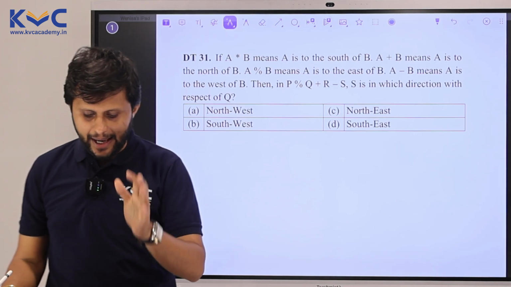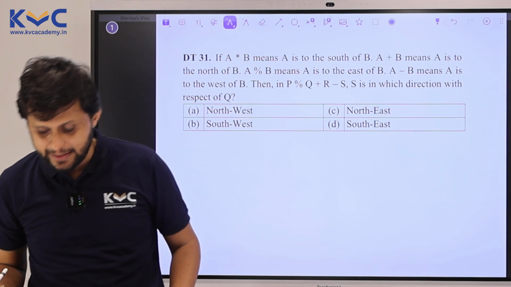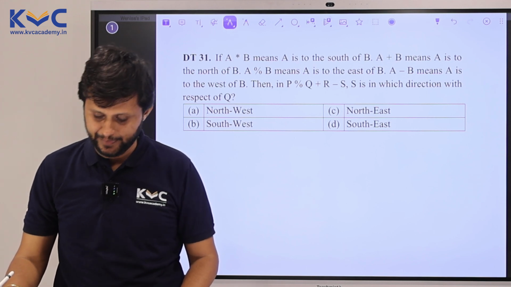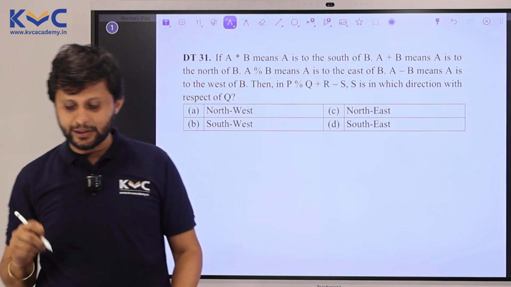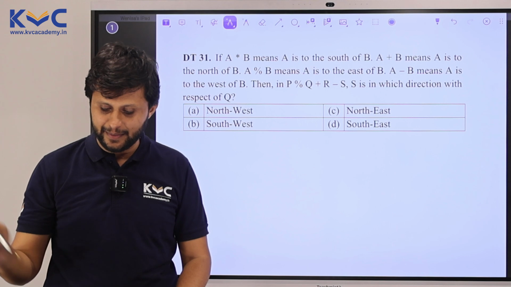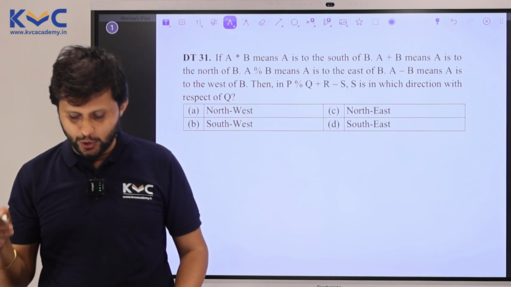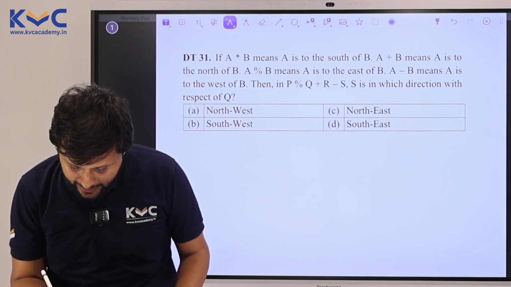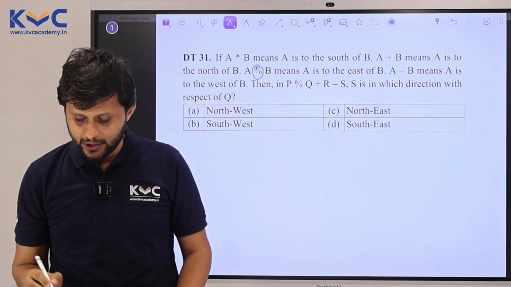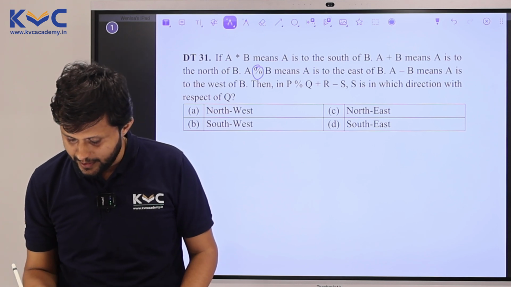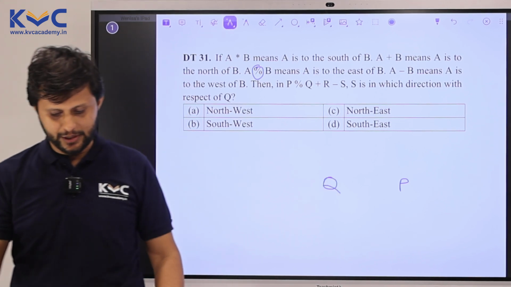Slightly different question. Now A into B means A is to the south of B. A plus B means A is to the north of B. A percentage B means A is to the east of B. A minus B means A is to the west of B. Okay. Then P percentage Q. What does percentage mean? Let's see that first. A percentage B means A is to the east of B, right? That means P is to the east of Q. Do you agree? P is to the east of Q.